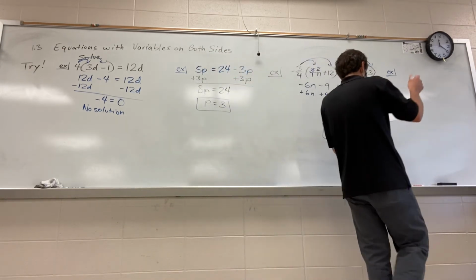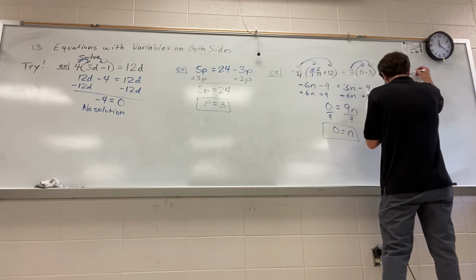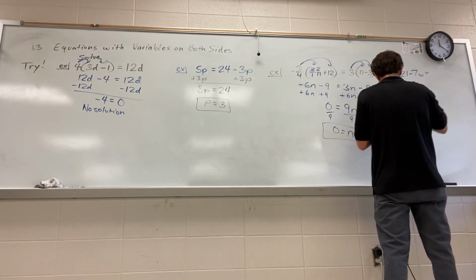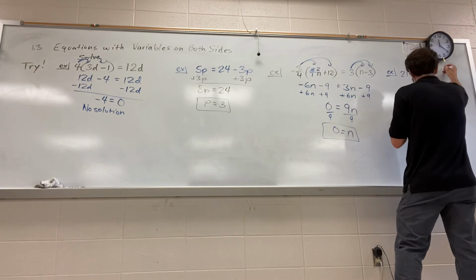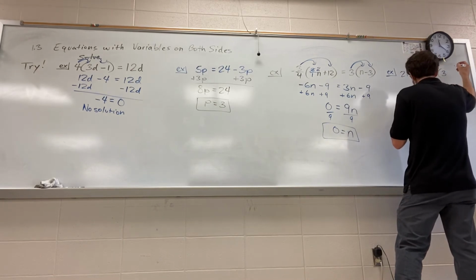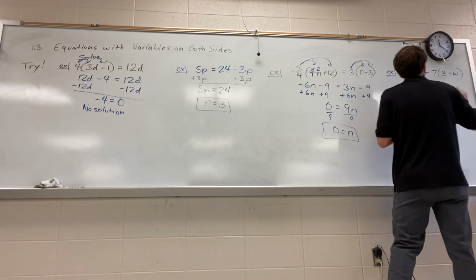Let's do another here. 21 minus 7w equals 7 times 3 minus w.